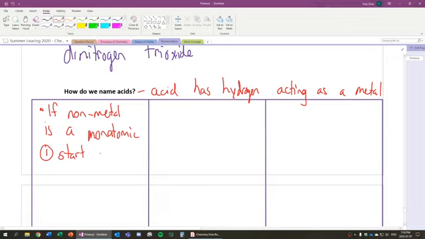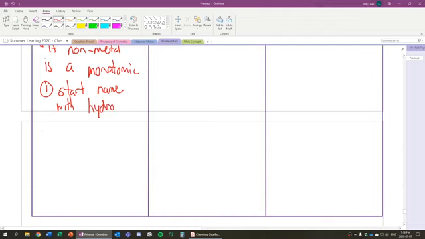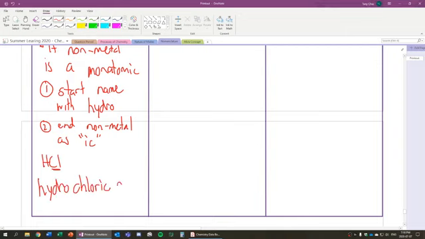Start the name with hydro. Okay, so hydro will be the front of the name. Number two, end the nonmetal as ic now. So no longer ide but ic. So for example, HCl. So Cl is monatomic. So because of that, we still keep the hydro. It's hydrochloric, not chloride anymore, acid. Okay, so that's if the nonmetal is monatomic.